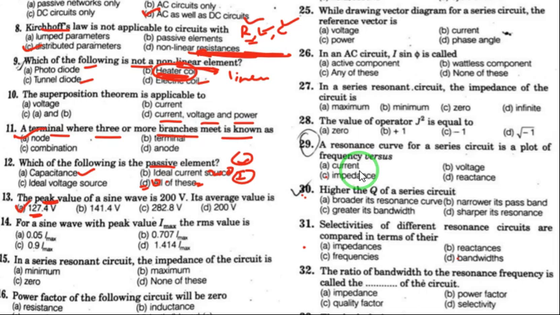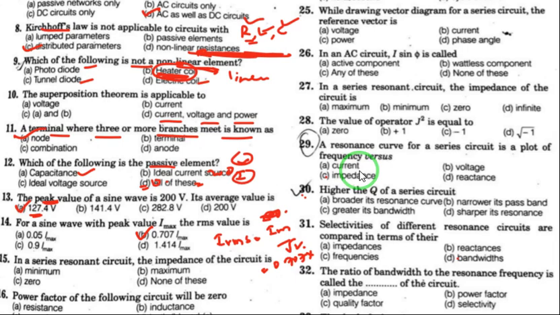Next one, for a sine wave with peak value Imax given, what is the RMS value? IRMS is equal to Im by root 2. So Im by root 2, that is 1 by root 2, is nothing but 0.707, that is 0.707 into Im. Which one is the correct answer? The second one is the correct answer, 0.707 into Imax.